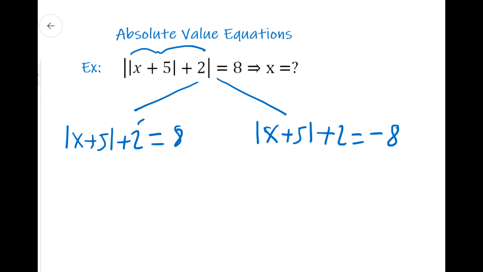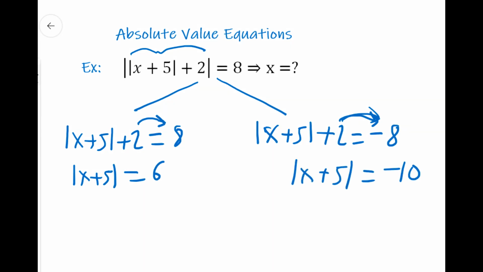And in the next step, for the first case, if you send these 2 to the right, and let's do the same thing here also. For the first case, we have the absolute value of x plus 5, and here we're gonna have 8 minus 2, which is 6. And send this to the other side, make it negative, the absolute value of x plus 5 is equal to negative 10, guys. Because here it was positive 2, and now it's going to be negative 2.